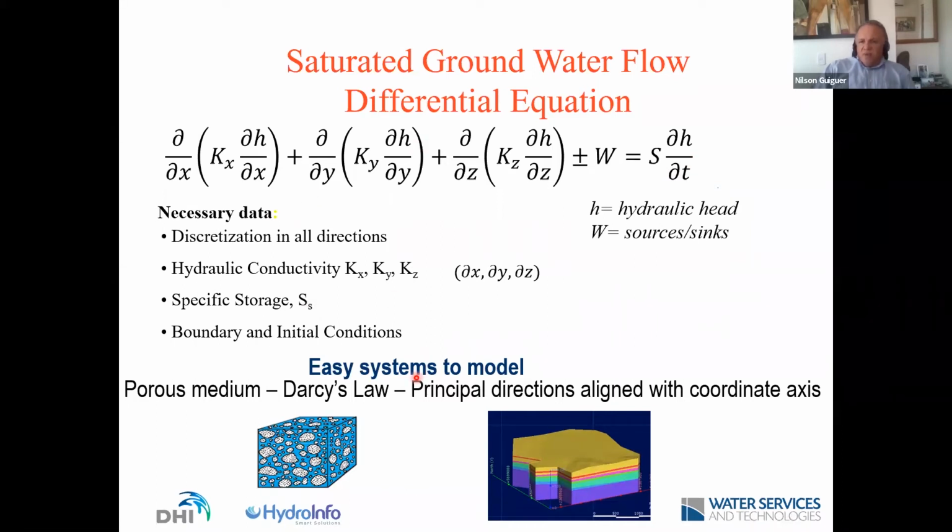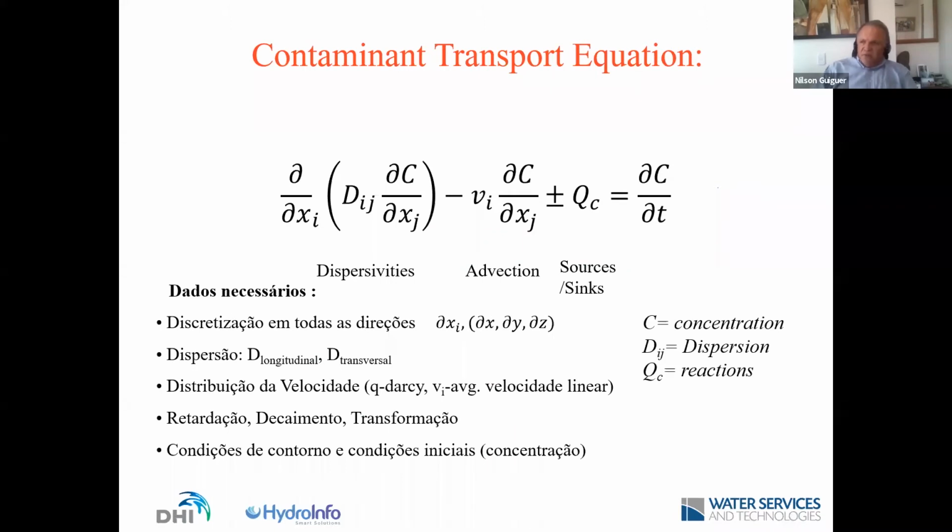Now this, we say it's an easy system to model because it's all based on porous medium, basically Darcy's law, and the principal directions are aligned with the coordinate axis. So we have three components of K: Kx, Ky, Kz. For contaminant transport, we have a different set of equations: whatever comes in and out by dispersion, plus whatever comes in and out brought by the advection of water, plus any source or sink, basically reactions that occur inside that cell, is equal to the change of mass stored in that cell.